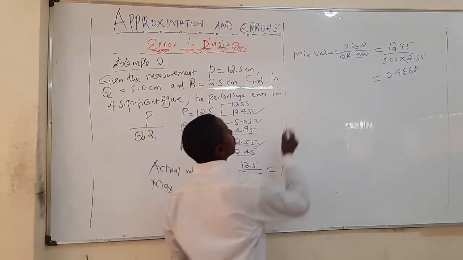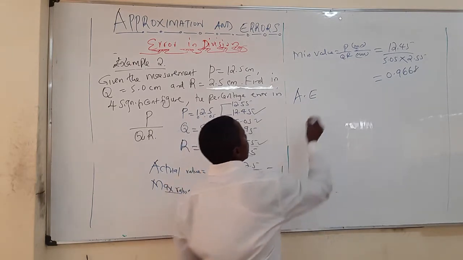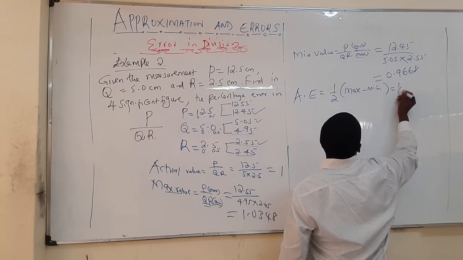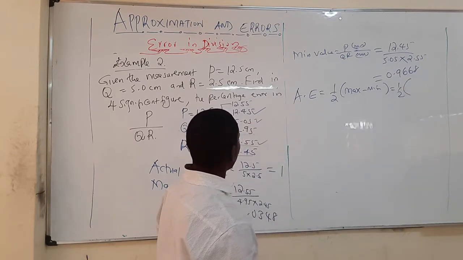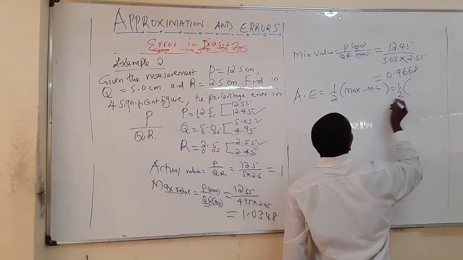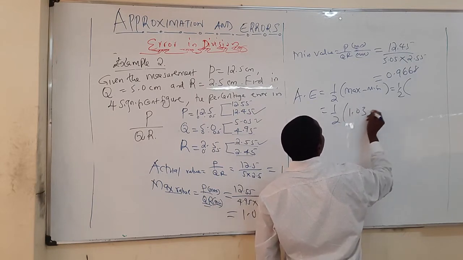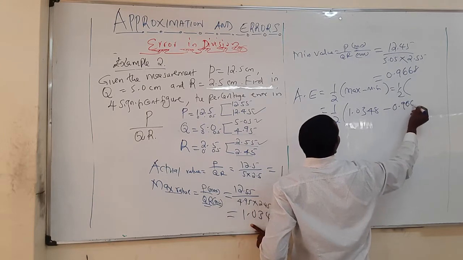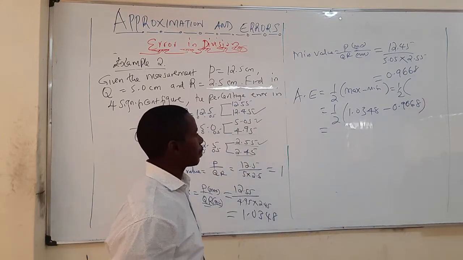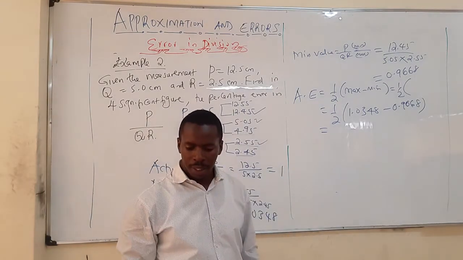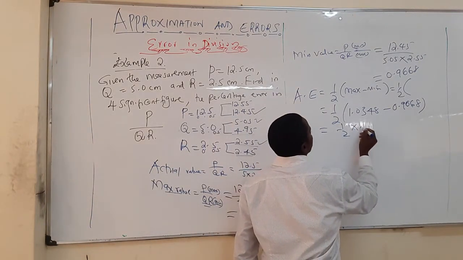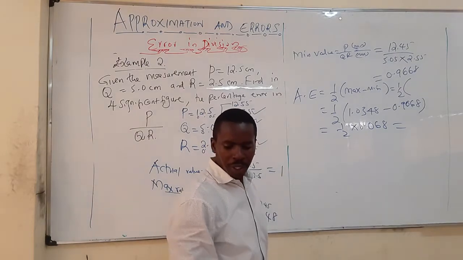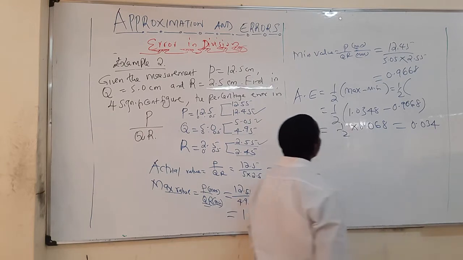Then we want to get the absolute error in P over QR, and this one we can get as a half of the maximum minus the minimum. So this is going to be a half of the maximum here, which we have as 1.0348, we subtract the minimum value 0.9668, and then this is going to be half of 0.068, which is going to be 0.034. So that is our absolute error.